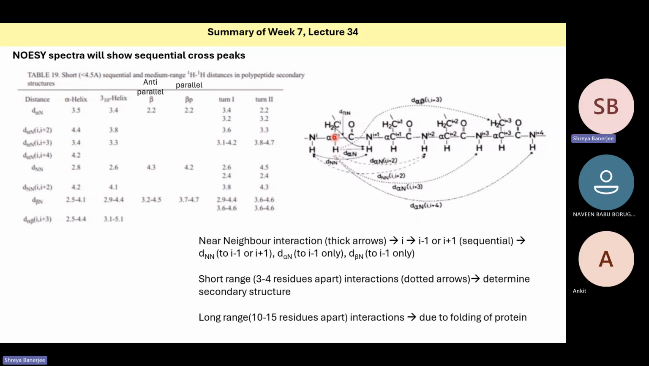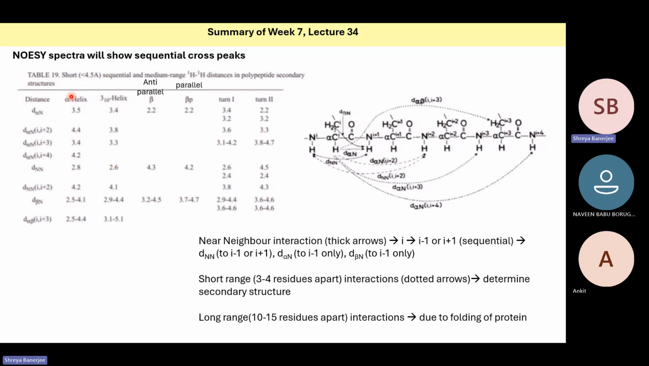This interaction is d alpha N, C alpha of I with NH of I plus 2. This is a short range interaction. From this interaction we will get a NOESY peak, and from the intensity of the NOESY peak we will get a distance. If that distance is around 4.4 angstrom, then an alpha helix is formed. Similarly, from each of the NOESY peaks, we can get a certain distance or distance range.